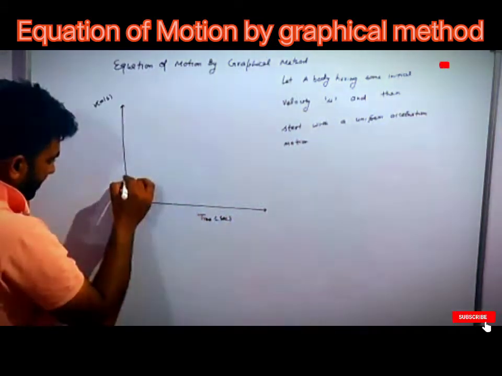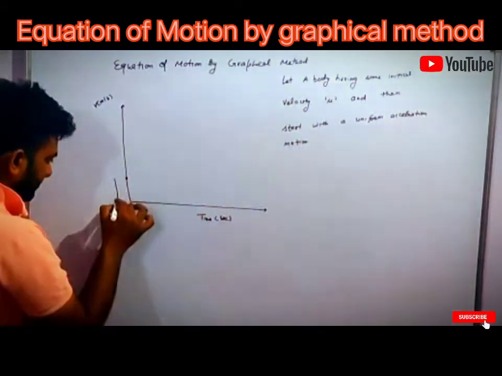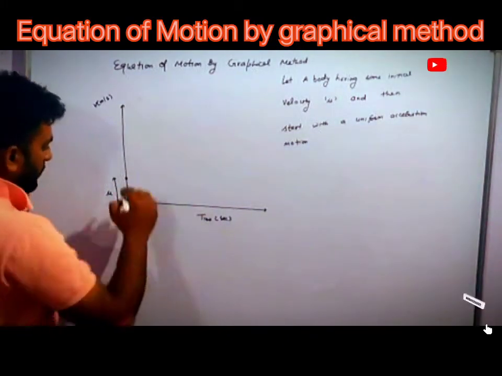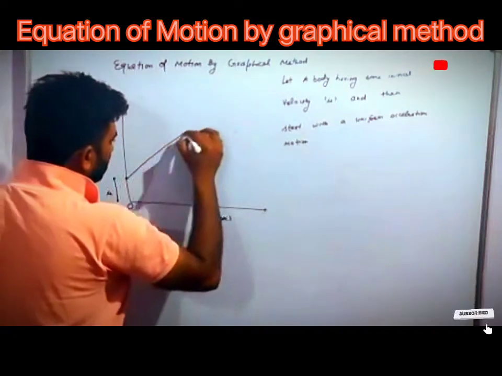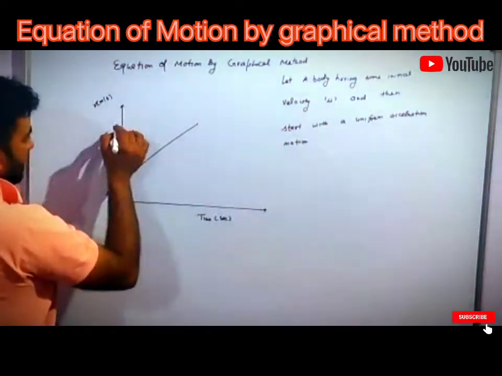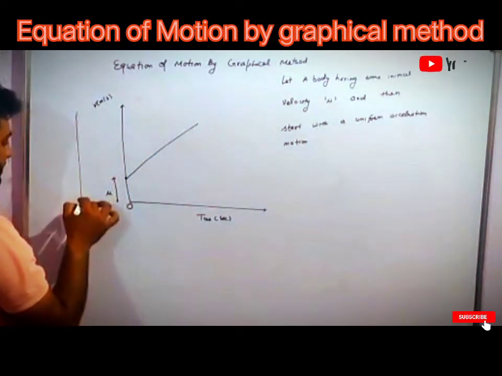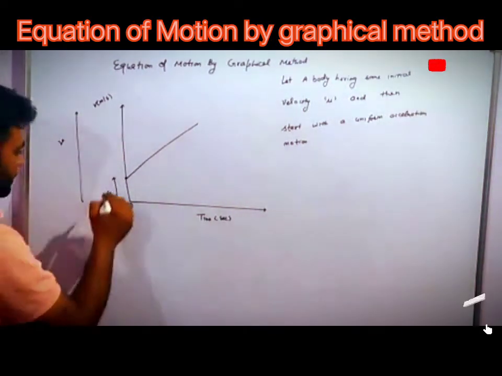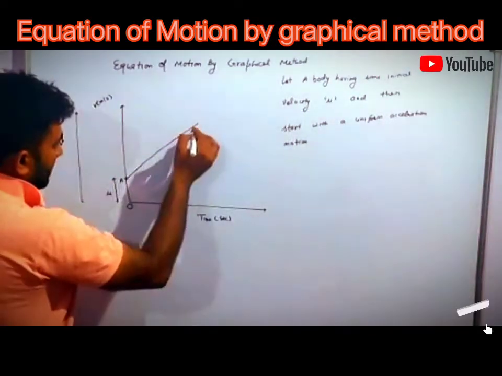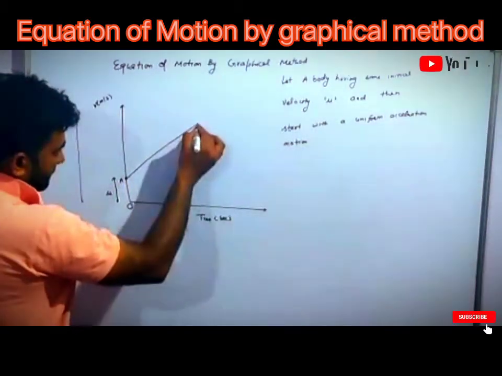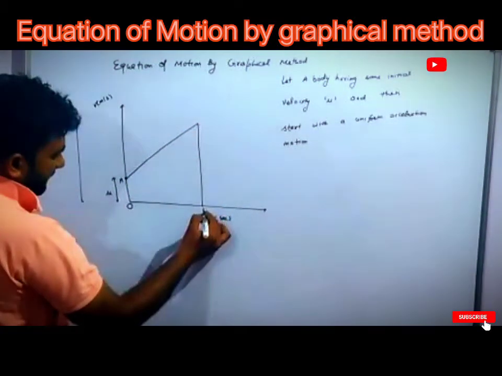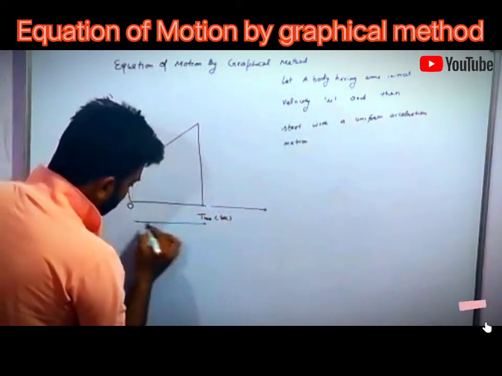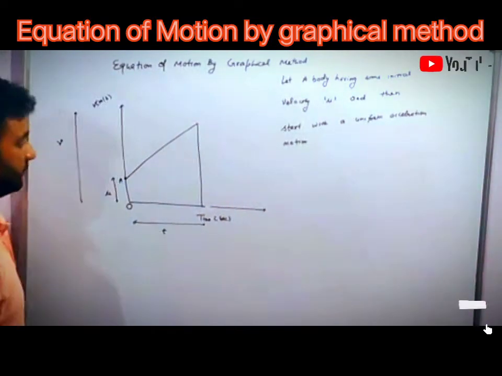So let this be the point. This velocity is considered as u. From here the body starts to move in uniform acceleration and attains a final velocity v. This is the point A, and it takes time t. This is the time t to reach the final position.